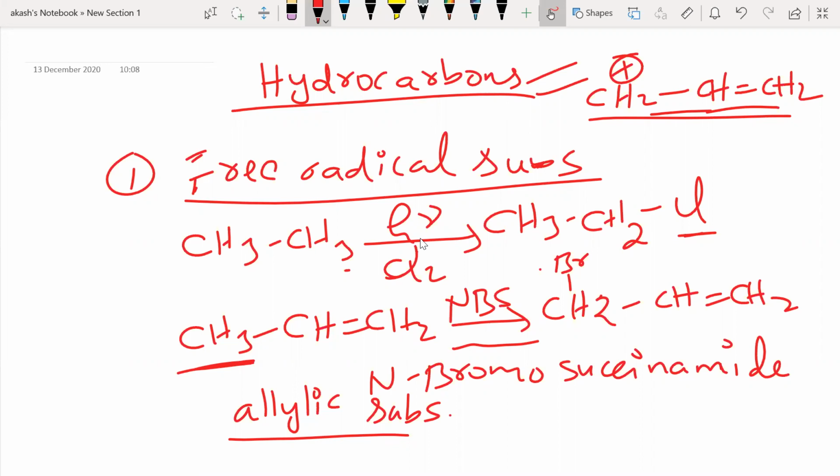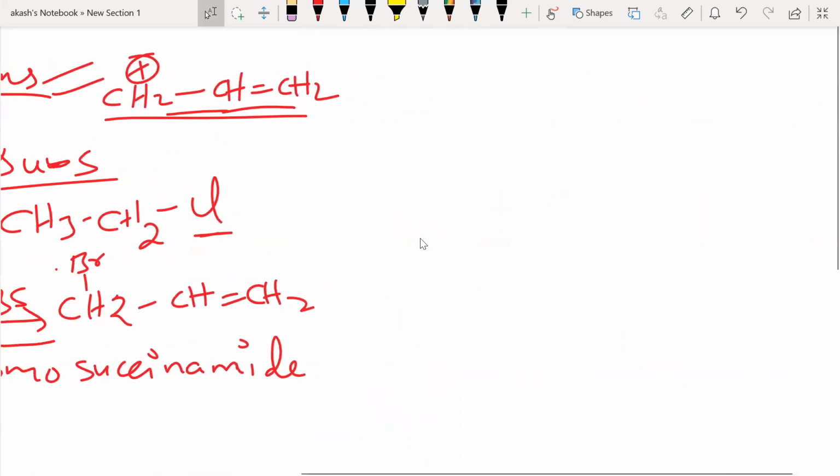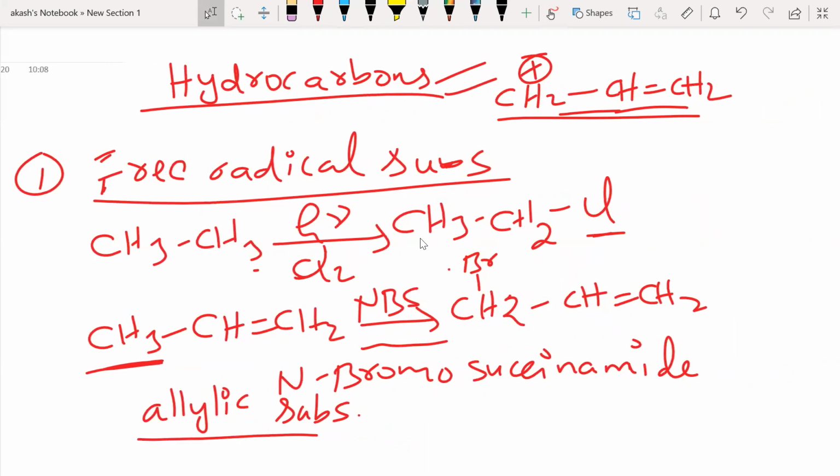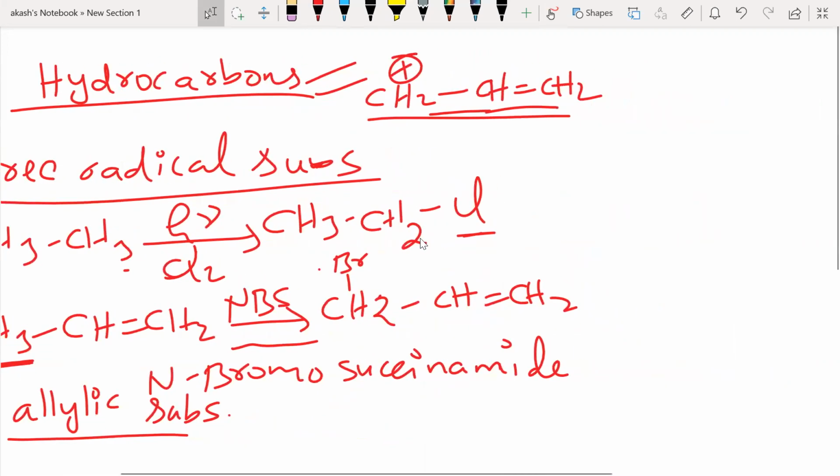So we'll just see the mechanism. I think the first mechanism you should have known, I guess, it's pretty simple. Fine. So we'll just move on. We'll just go for the mechanism. So we'll just take the first reaction. First reaction is this, that is CH3CH3 giving CH3CH2Cl.